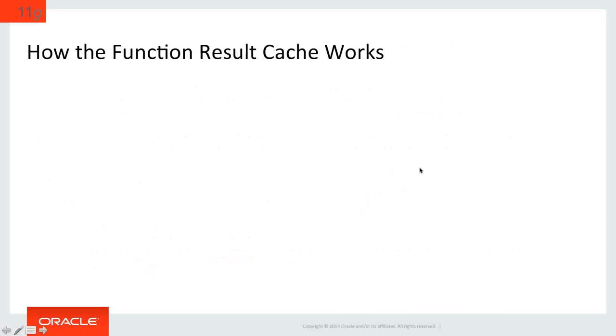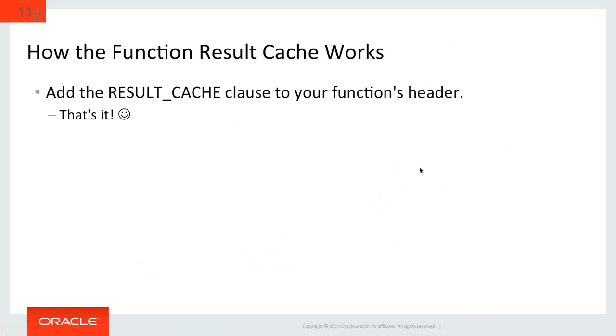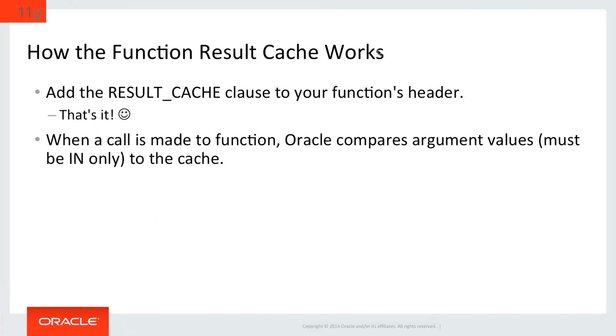How does it work? Well, pretty much the same as the deterministic function I described before. You add the result cache clause to your function's header, and this, I've got to say, is just about my favorite part of the whole feature, being that all you do is add one keyword to your function's header. That's all you have to change. Then, when a call is made to that function, Oracle takes a look at all the in-argument values, and they can only be in-argument values, and it checks its cache to say, did somebody already call this function with these input values?